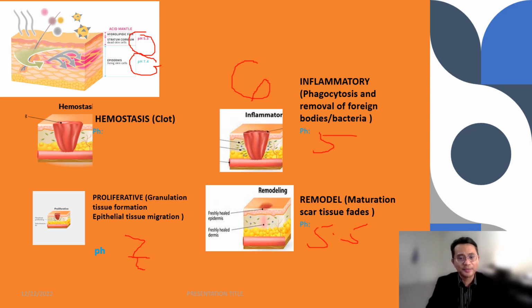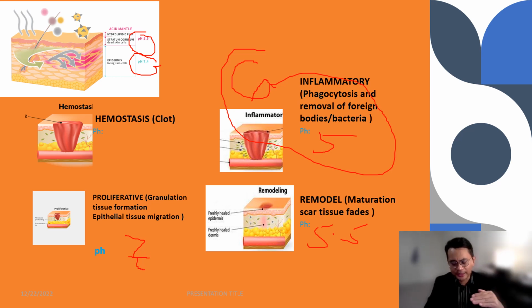By the way, before we leave this slide, I just showed you how pH changes during the different phases of healing. In this phase, the pH must drop in order for bacterial killing to happen, either through oxygen dependent or oxygen independent mechanisms.